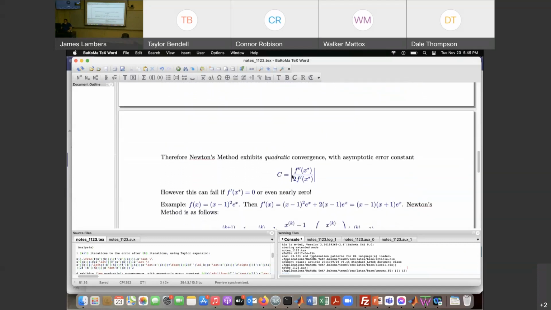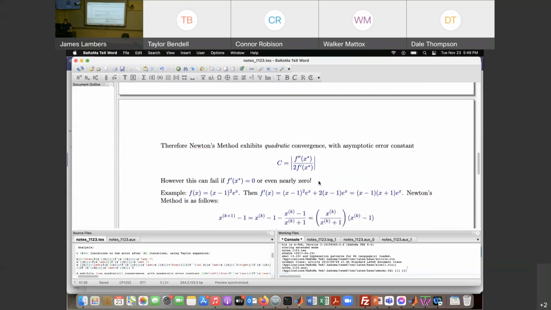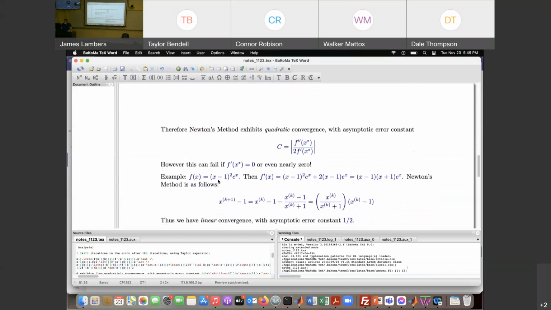Okay, so there's the asymptotic error constant. And here's an example for a specific function where clearly there's one root, x equals 1. That's a double root because it's (x minus 1) squared. And so in this example, I want to do the same thing: I relate the new error to the previous error.